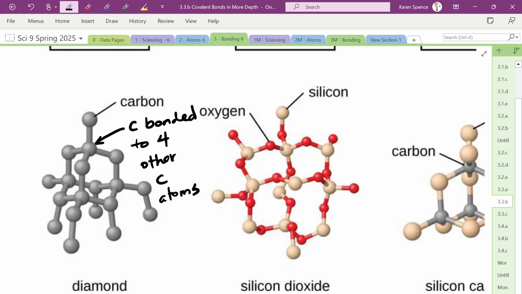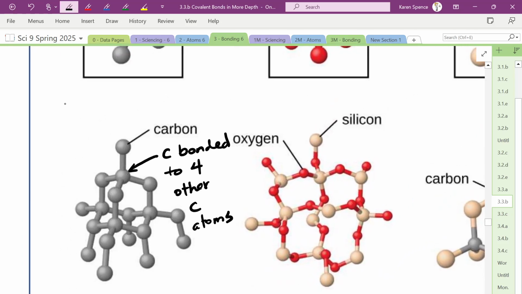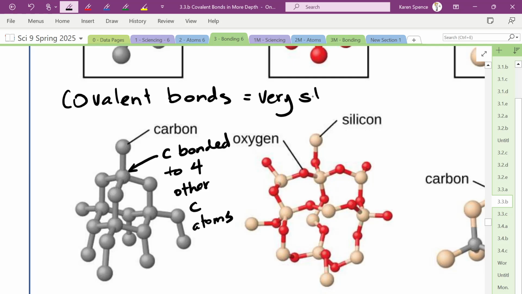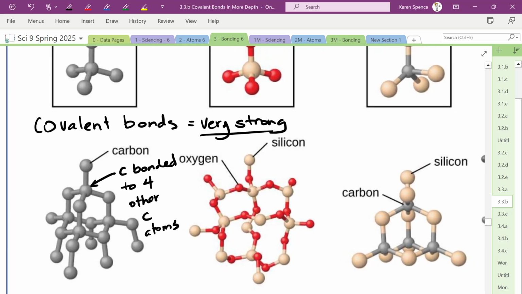And because covalent bonds are really strong and everybody is stuck to each other with covalent bonds, that makes diamond super strong and super hard. Okay. So diamond is one of the strongest, hardest substances. So covalent bonds are very strong. Therefore, covalent networks are very strong and very hard.